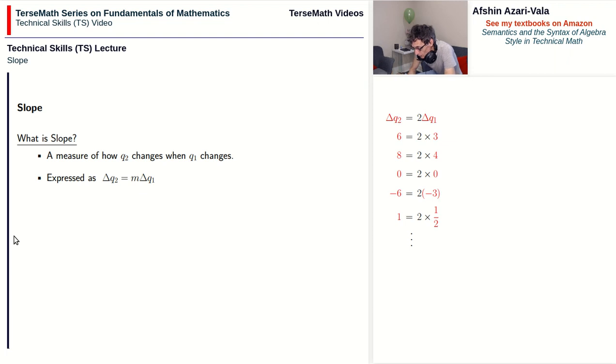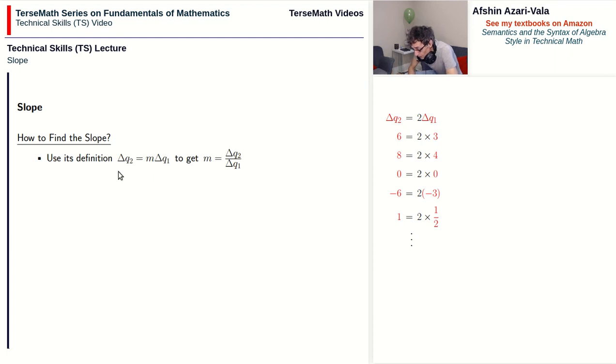Okay, now the question is, how do we compute slope? So how to find slope? And of course we can use its definition. We said that change in the value of Q2 is equal to m times change in the value of Q1. And if we rearrange this equation and solve it for m, then we have to take delta Q1, the change in the value of Q1, and divide by it on the other side, because it's being multiplied by m here. So we end up with m is equal to delta Q2 divided by delta Q1.